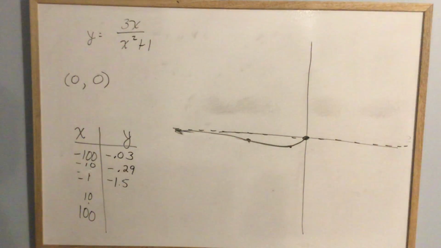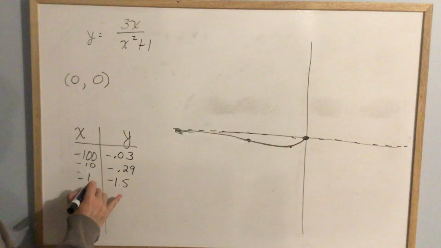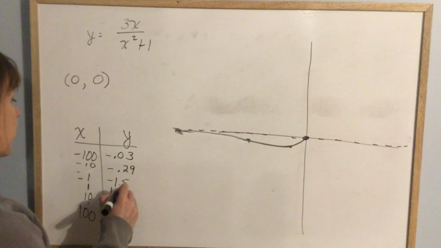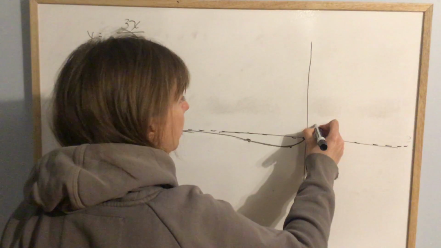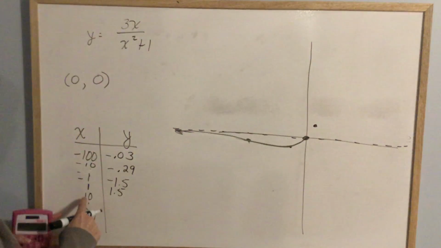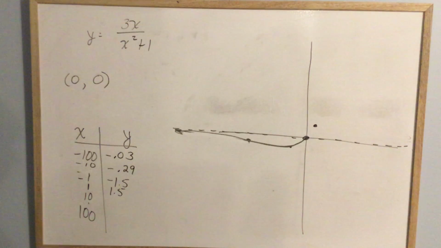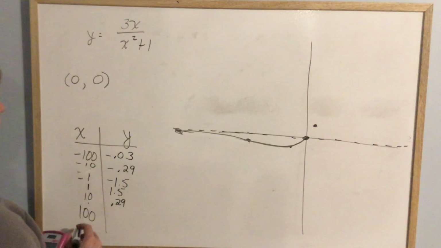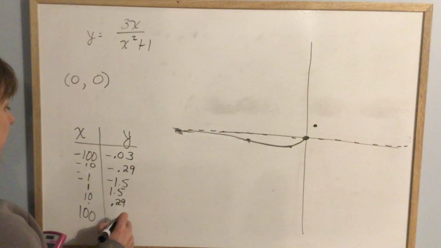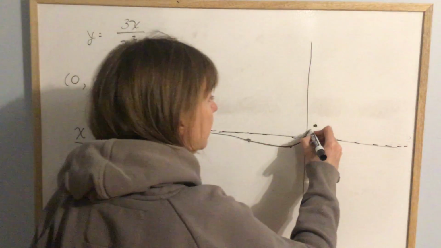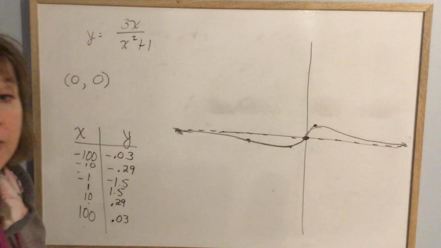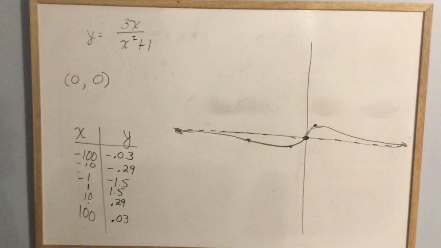And I would check the same thing on the other side. I forgot to put the positive 1 here. If I do 1, 3 times 1 is 3 over 2, it would be positive 1.5. So positive 1.5 at 1. At 10, that would be 30 divided by 101, which would be 0.29. If I do 100, it's going to be positive 0.03. So it does a very similar thing where it comes up a little bit and then starts heading down. That is actually what 4E would look like.